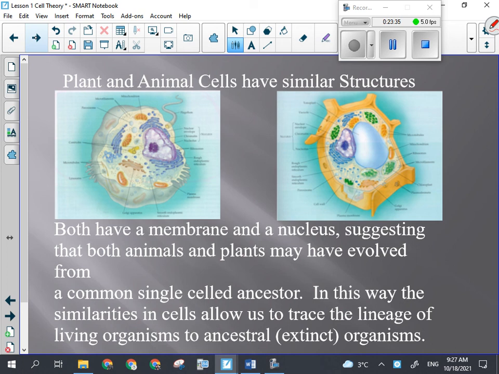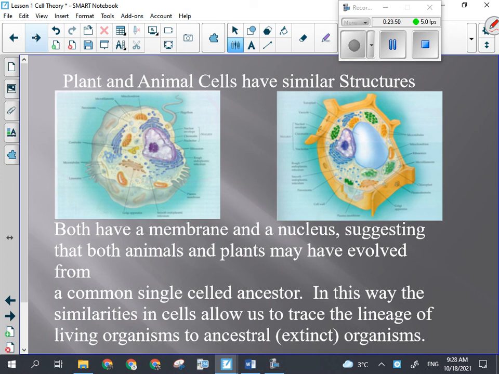Plants and animals use the same process for making proteins. They use the same process for breaking down sugar into energy. They use the same process to transport materials within the cell. All of that is the same. They have so much in common. And that's just plants and animals.